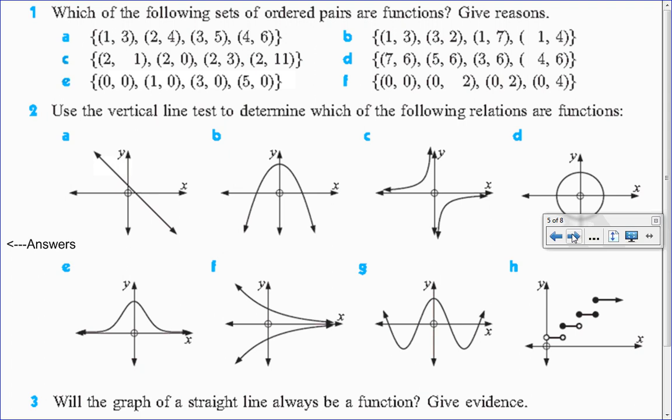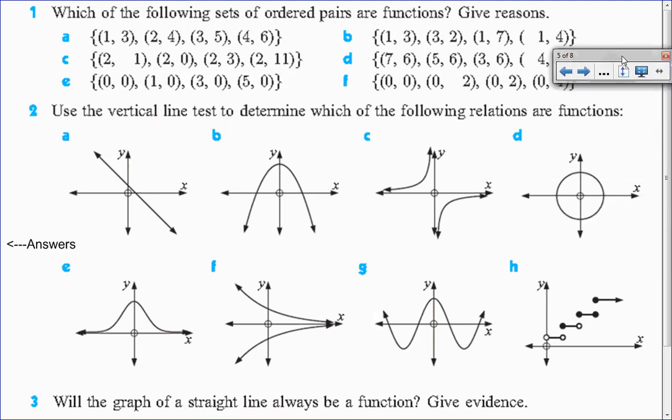So more vertical line tests, and hopefully you can try these examples as well. Also, if we're given ordered pairs, we should be able to determine whether or not a relation is a function. Looking at letter A, in number 1, we can see that every single x value is not repeated. They're all different x values. So that means for every x value, there's just one y value. So yes, this one is a function.